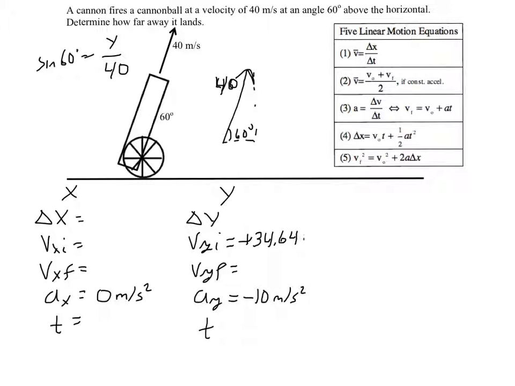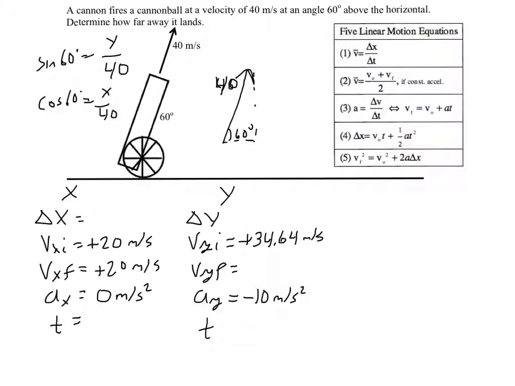meters per second. And my x is going to be cosine of 60 equals x over 40. So x will equal 40 times cosine of 60. So that's 20 meters per second. And it should make sense that our y velocity is higher than my x because I'm firing it more vertically than horizontally. So I have those in place. If I want, I can say, well, my final x velocity is also 20 because they never change.